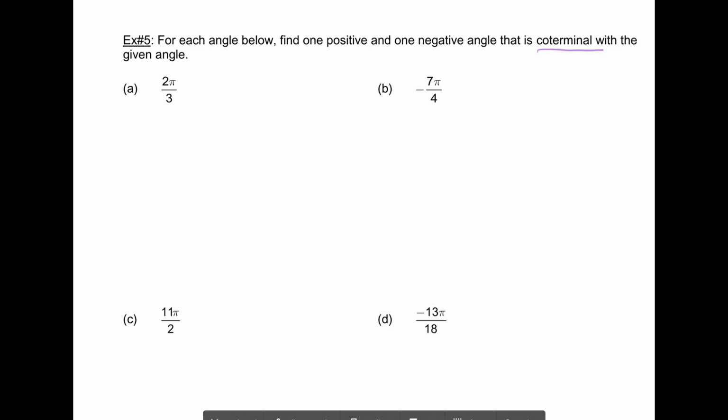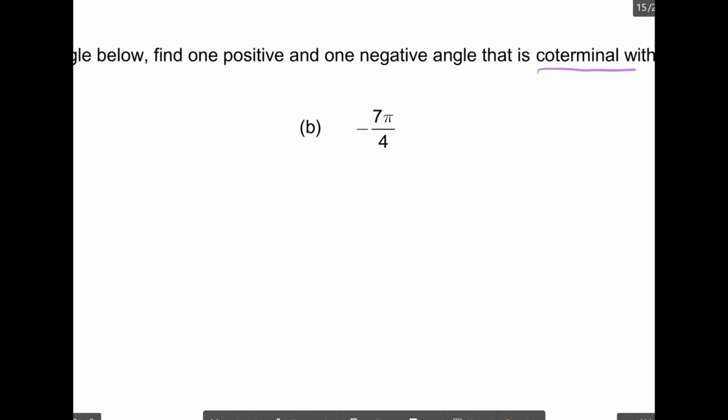Okay, so if you have a co-ed team, what does co-ed mean? You have both. Okay. So if you are co-managers, what does that mean? Co-managers of, I don't know, McDonald's. You share the responsibility. So if you're co-terminal, exactly, you share a terminal ray. So co is like sharing, and terminal is the terminal ray.